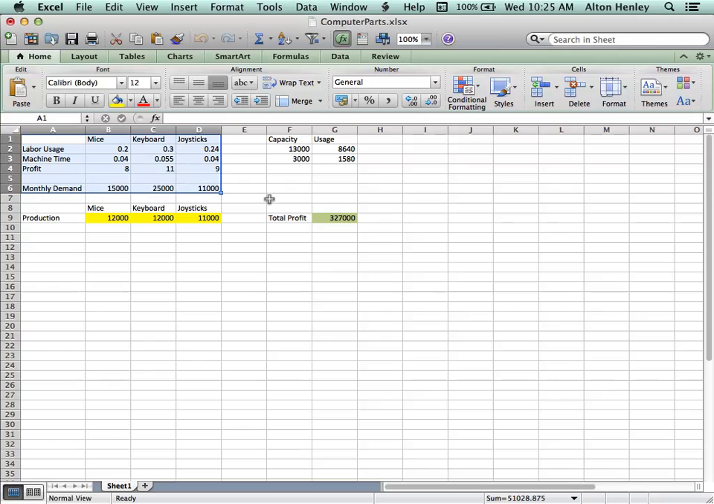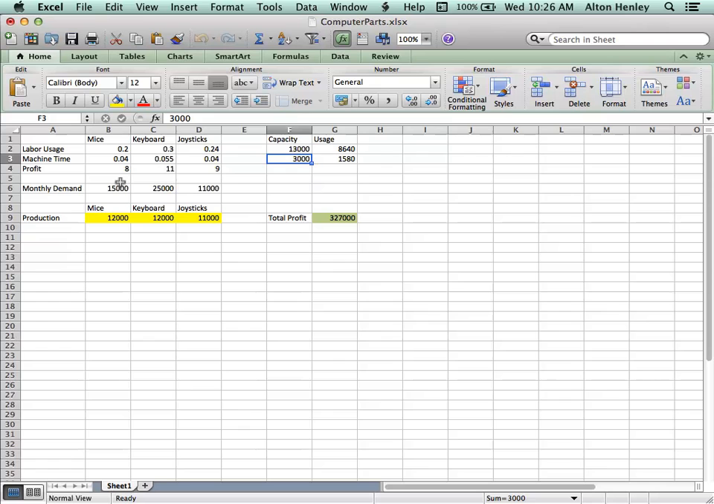Now, we're given in the writing of the case that there is a total capacity for labor usage of 13,000 hours and machine time of 3,000 hours. I put it over here so they would be on the same row as those items when the time came.